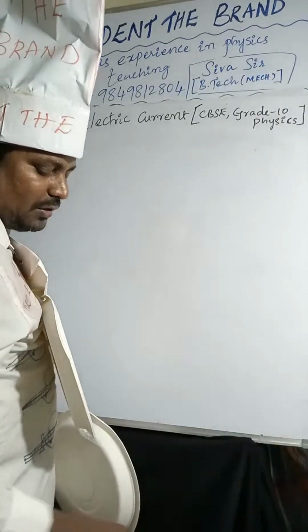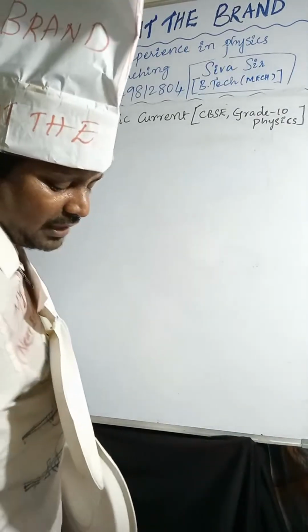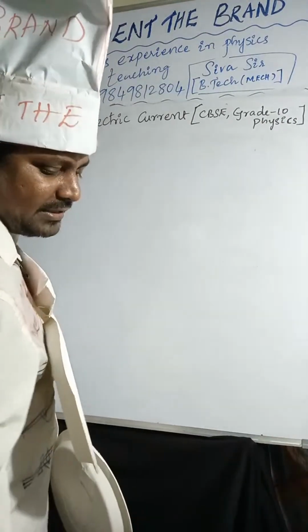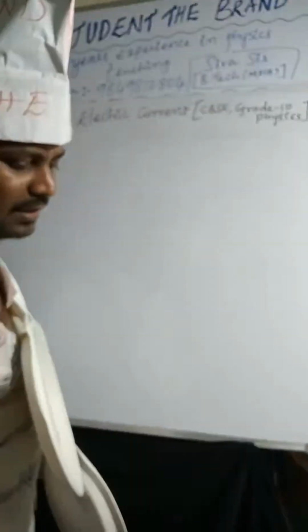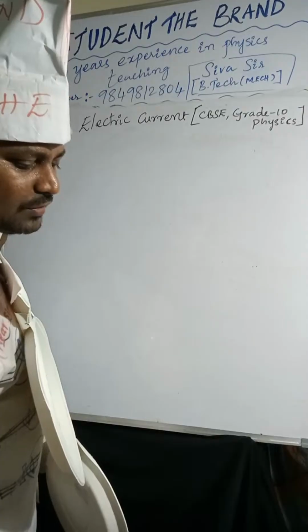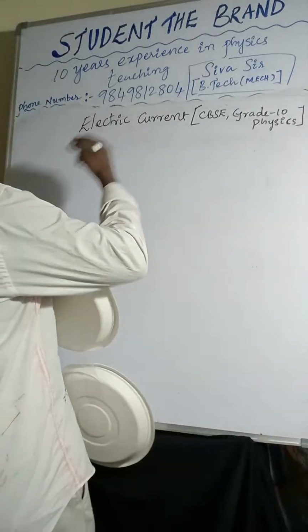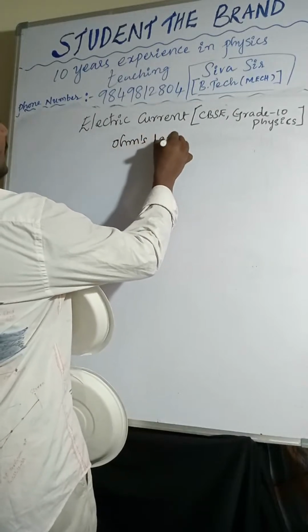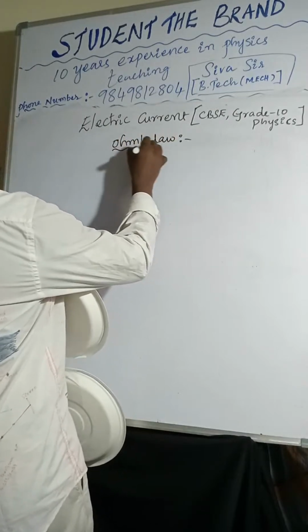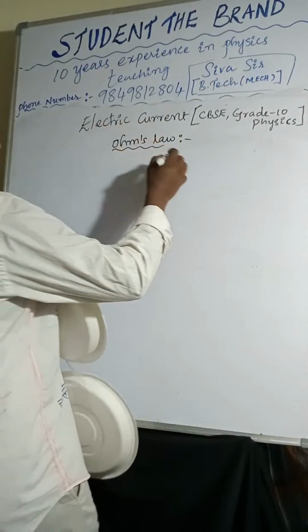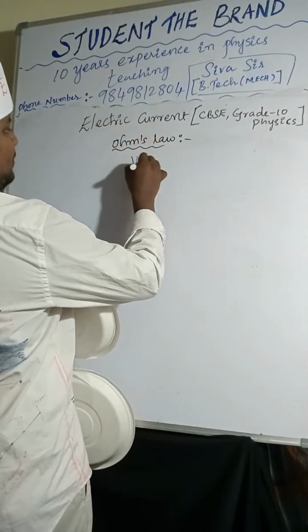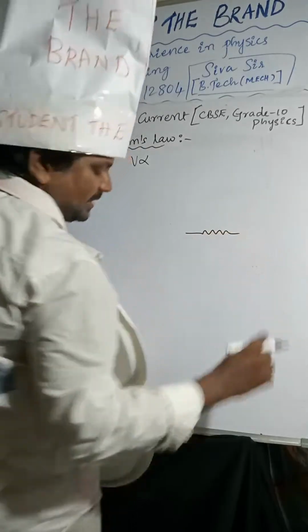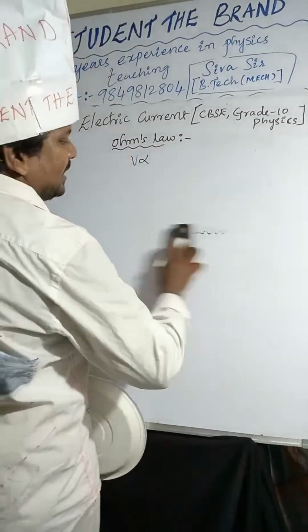Next we are going to Ohm's law. So we'll discuss Ohm's law. What is Ohm's law? The potential difference across a given metallic conductor. I'm taking this as a resistor, so I'm considering a resistor here.